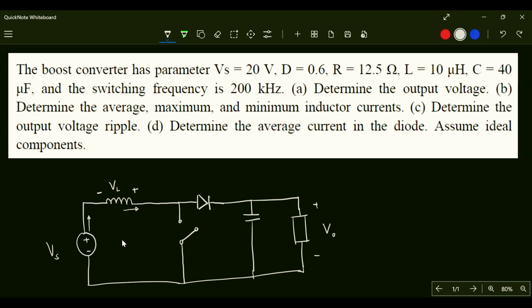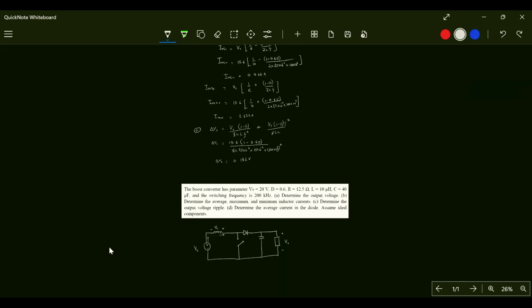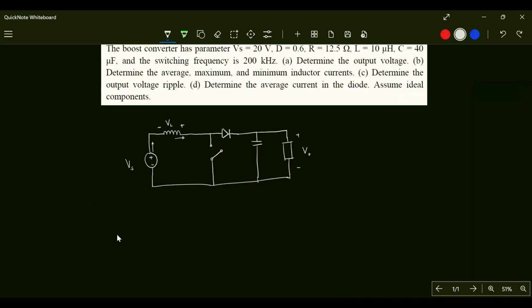Now, what is the formula that relates the input voltage and the output voltage in the boost converter? I'm not going to derive that formula, of course. I'll do it in other videos. I'm not going to derive it at the moment. I'm just focusing on solving this problem using the same formulas. So the first question, we're asked to find the output voltage, right? The output voltage is given by the supply voltage divided by 1 minus duty cycle. This is the relationship between the output voltage and the supply voltage in the boost converter.